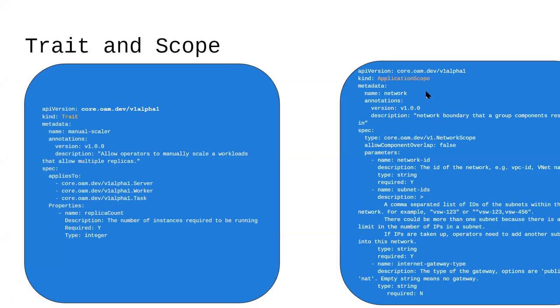The same concept holds true for application scopes. Here's an example of our network scope. You can see the required information being a network ID, a subnet ID, and then an internet gateway type. We list out the complete set of parameters. Some are required, some are not.